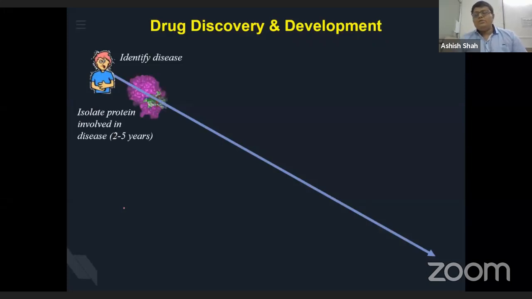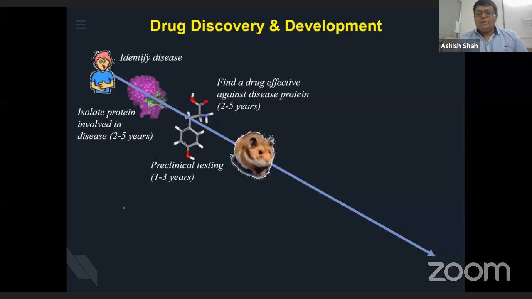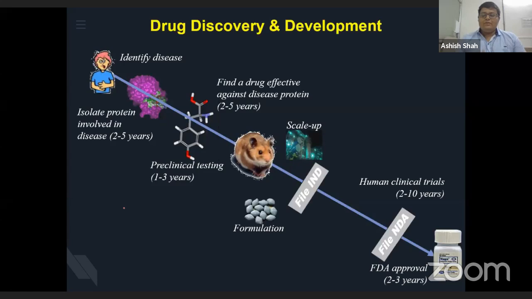Next, once you identify the disease, you should isolate the proteins or biomarkers particularly responsible for it. Third, find a drug or lead molecule which can be effective. I say can be effective, as it has not reached the market or FDA approval. Then comes preclinical testing, then preclinical formulation and scale up, and after all that, clinical trials.